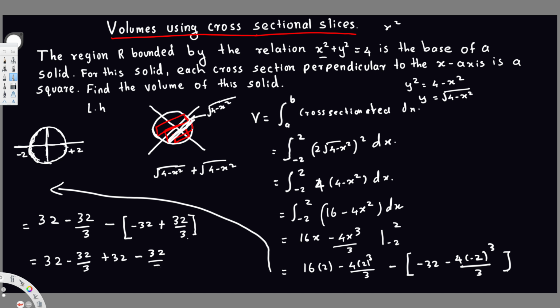If we add them together, this is going to give us 64 minus 64 divided by 3, and if I multiply 64 by 3, this is going to give us 192 minus 64 divided by 3. 192 minus 64 is what? 128. Yes, 128 divided by 3. So that's going to be the final answer. That's the volume of this solid right here.